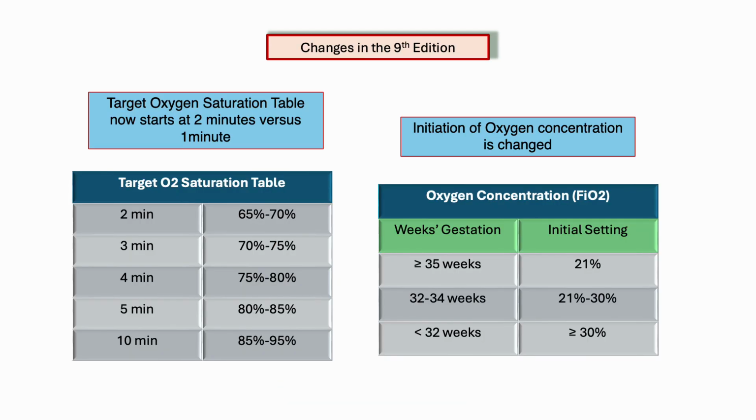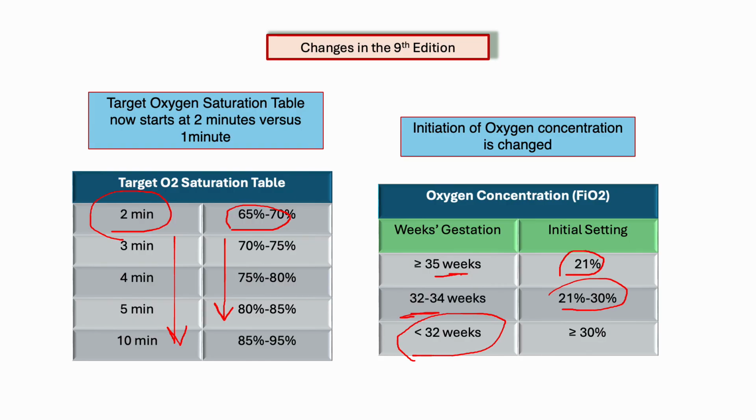So here it is, the saturation table. As you can see, now it's starting at 2 minutes, at 65 to 70, and then the oxygen saturation improves with time as expected. So this is the table you should follow. About the FiO2 or oxygen concentration, for late preterm and bigger babies, you can start with 21%. For babies between 32 and 34, you can do 21 to 30%. And if the infant is less than 32 weeks, you can start with greater than 30%. So that's the change in the oxygen target and FiO2.